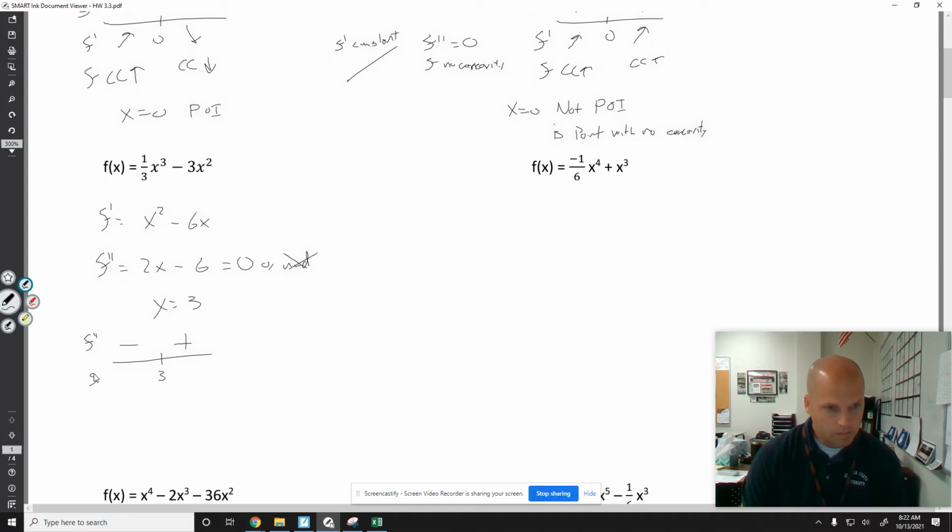All right. It's telling me f prime is decreasing, then increasing. It's telling me f is concave down, then concave up. x equals 3 would be a point of inflection.